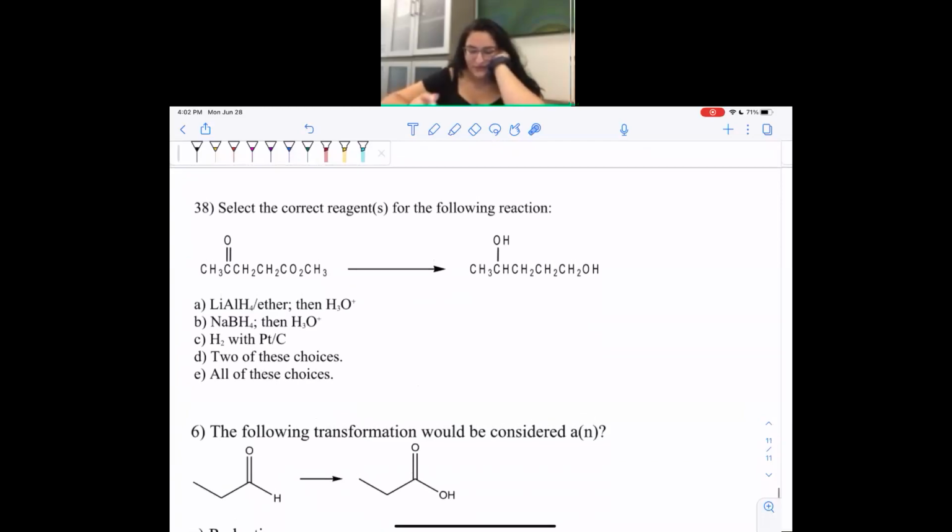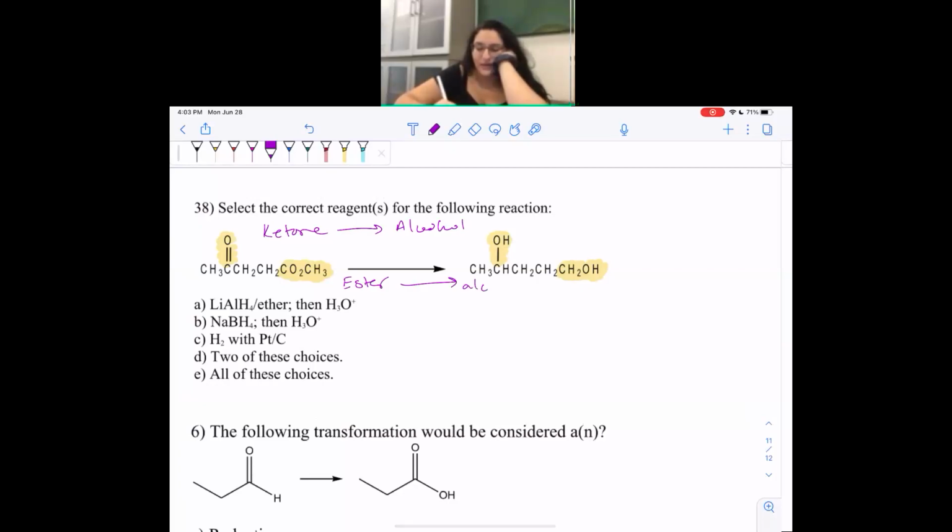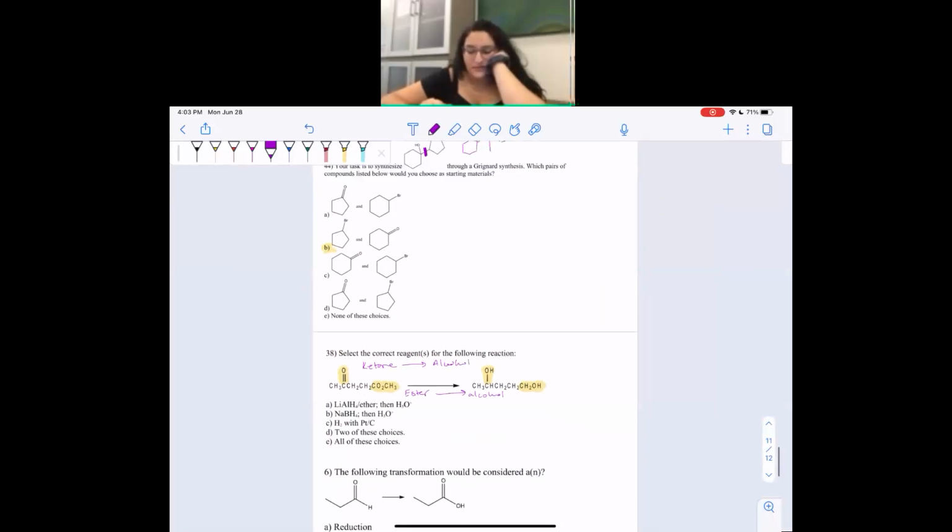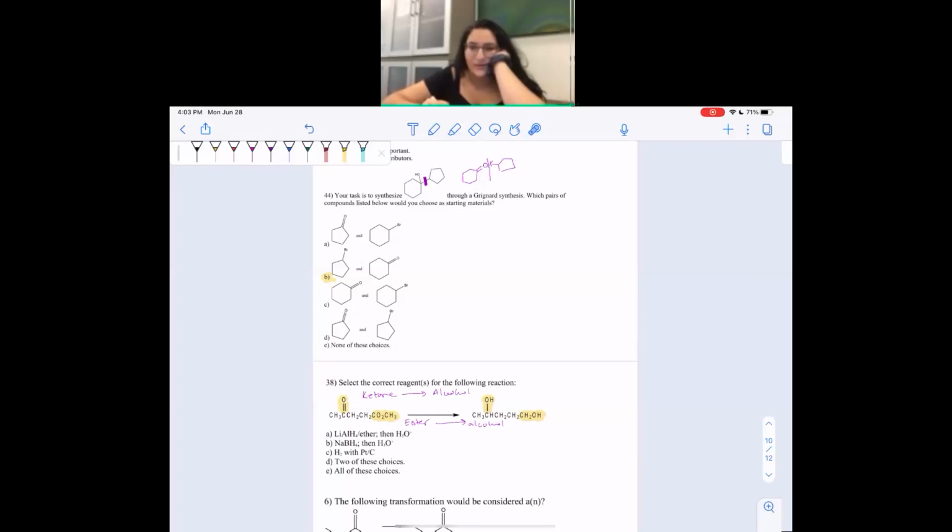And the last one I really want to show you is this one. So we see there's 1 oxygen, 2 oxygen, 1 oxygen, 2 oxygen. And we see that this was reduced from a ketone to an alcohol. And this was reduced from an ester to an alcohol. So, it was B, not D, for the one above. And the reason was because this was a 6-membered ring and this was a 5-membered ring.